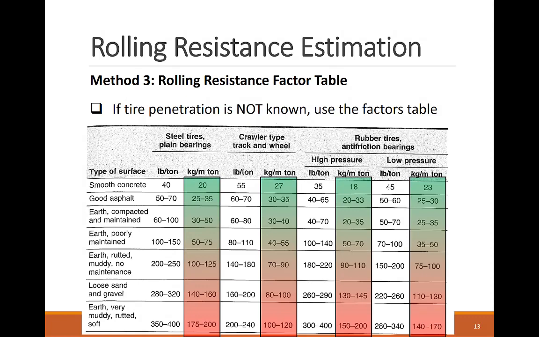configurations increases with the decrease of the haul surface quality, from having a smooth, hard concrete to a very muddy, rutted soil. However, you can see that high pressure rubber tires achieve the lowest rolling resistance on smooth concrete. On the other hand, crawler equipment have the lowest rolling resistance in the muddy soil surface. If crawlers are not available, then equipment with low pressure tires could be the second option.